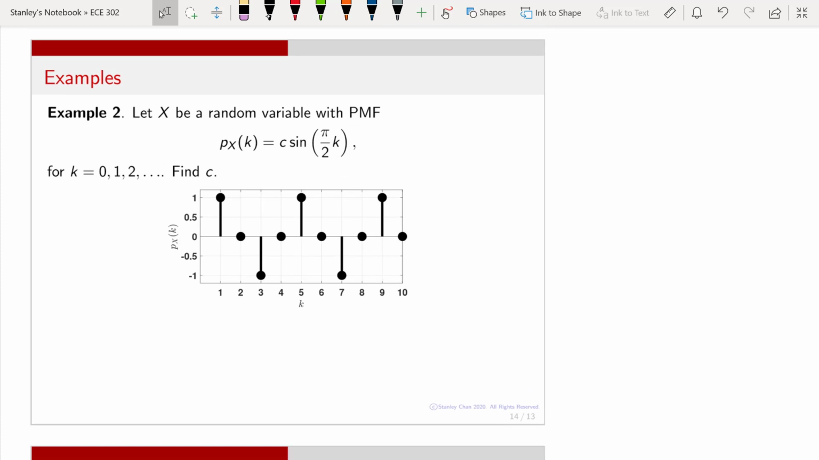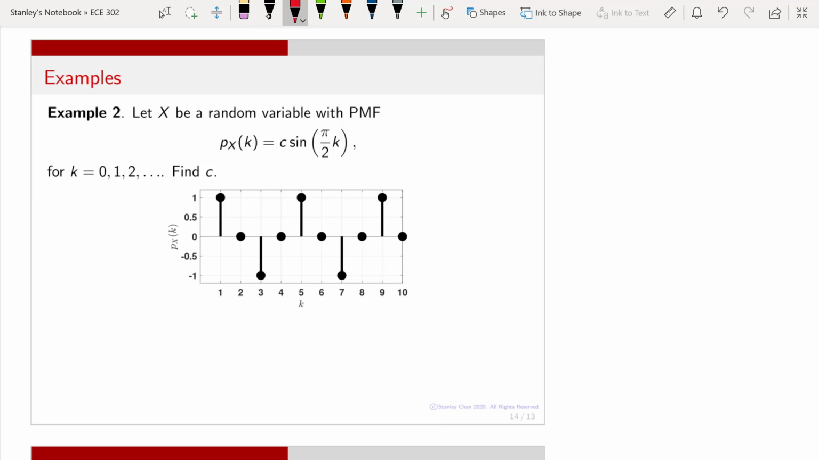Let us try another example. In this case, your random variable x has this PMF where Px of k equals C times sine of pi over 2 times k. And this k will go from 0, 1, 2, and so on and so forth.